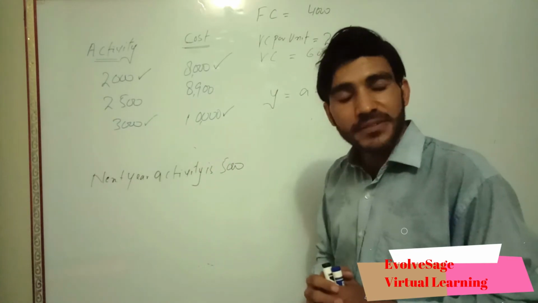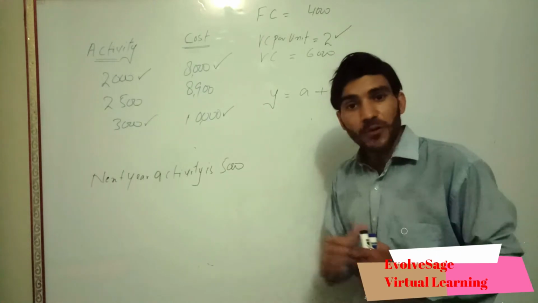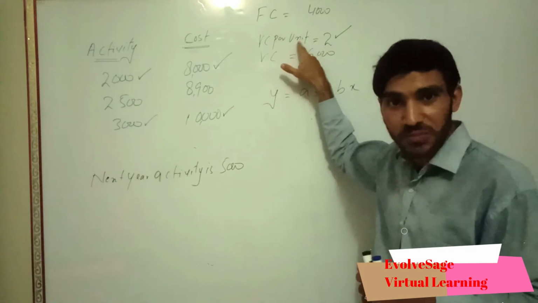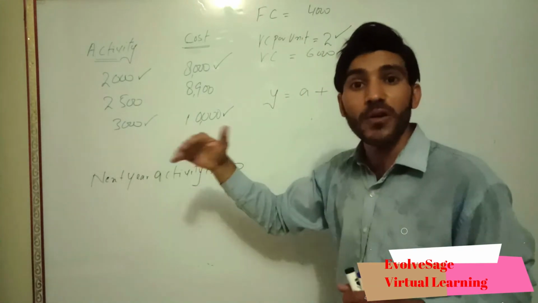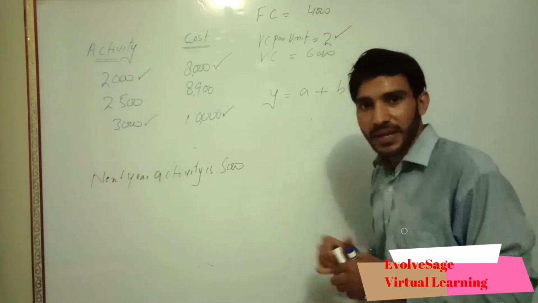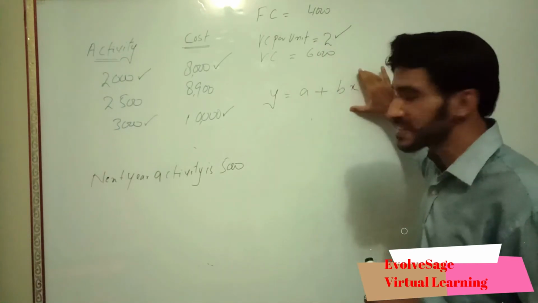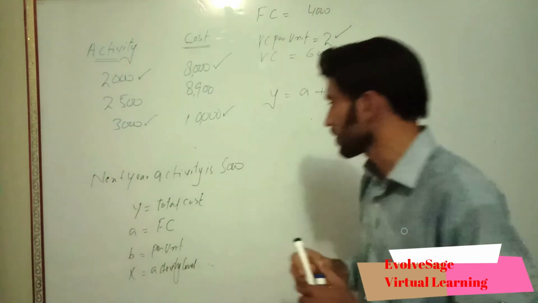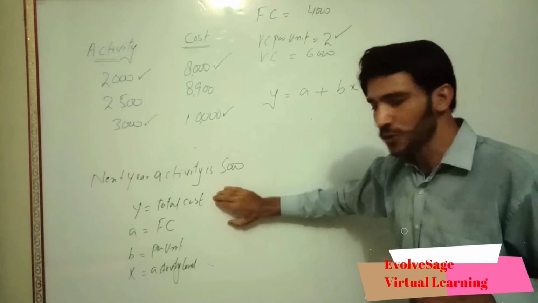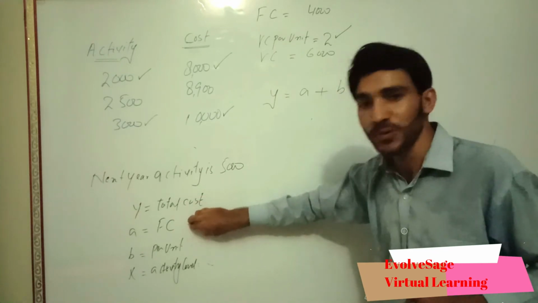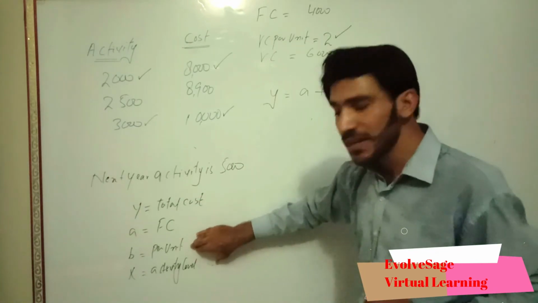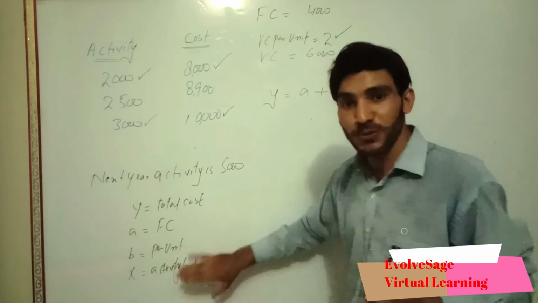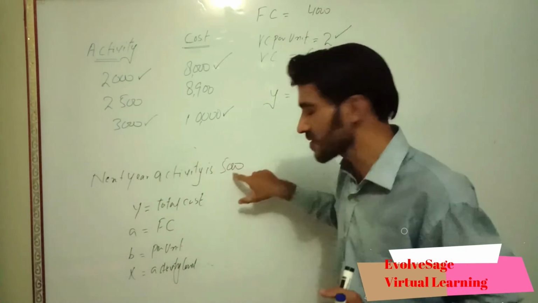It is very simple to calculate your total cost when you have your fixed cost and your variable cost per unit, which we have already calculated. For that we will use this simple equation. Your y represents total cost, your a represents your fixed cost, your b represents your variable cost per unit, and x represents your level of activity, which is 5,000.